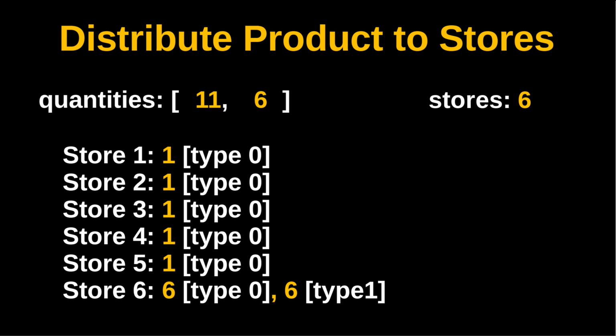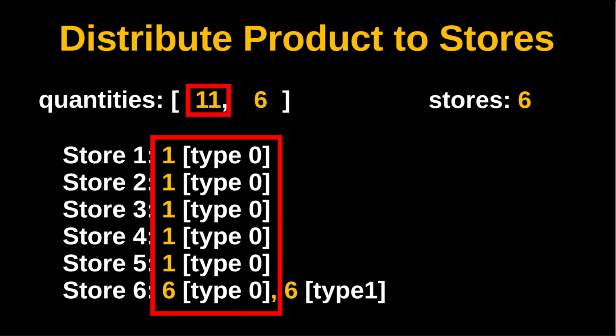Suppose we have two product types. Product type 1 has 11 items, and product type 2 has 6 items. And we have to distribute all these products to 6 stores. Now, one way to distribute this is that store 1 gets 1 item, store 2 gets 1 item, and so does store 3, 4, and 5. Each gets 1 item of type 0. So we still have 6 items of type 0 and 6 items of type 1 left. So we're going to distribute these products to store number 6.